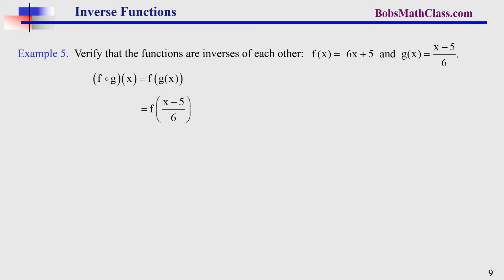So now you go to f, and everywhere you see an x, you're going to replace the x with (x minus 5) over 6. So that's going to be 6 times (x minus 5) over 6, plus 5. Now do a little algebra. The 6's cancel. And then we get x minus 5 plus 5, and the 5's cancel, which equals x.